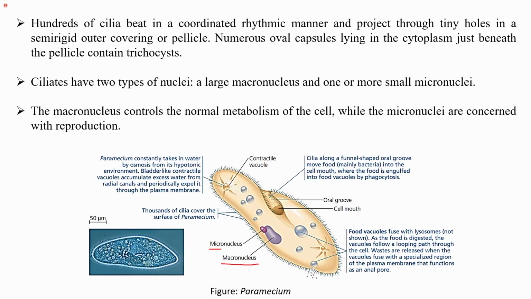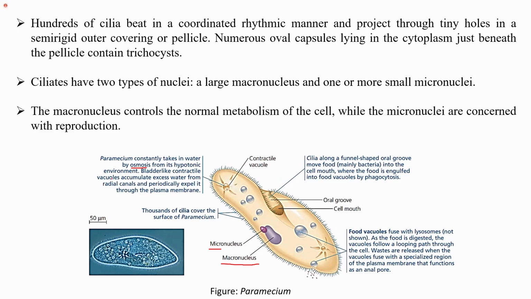As we know, the function of the contractile vacuole is to maintain the osmolarity by the process of osmosis from its hypotonic environment. It constantly takes in water, so it is really important. When the organism is present in a hypotonic environment, water will keep on entering the organism, due to which there will be a time when the organism will burst. Therefore, it is really important to maintain the osmolarity, which is maintained with the help of the contractile vacuole.